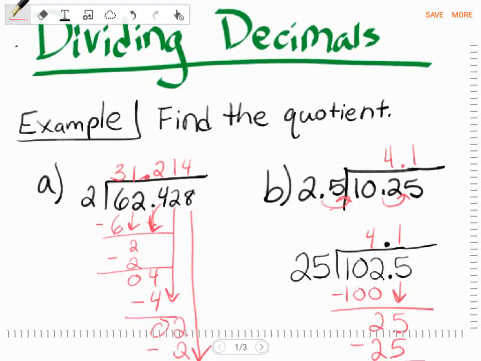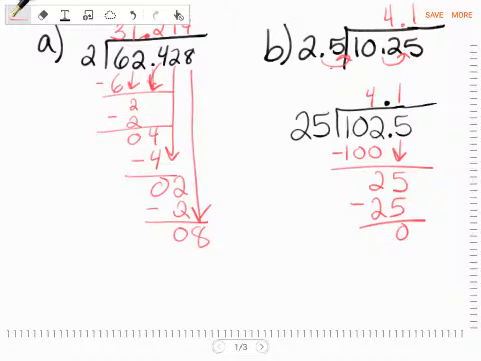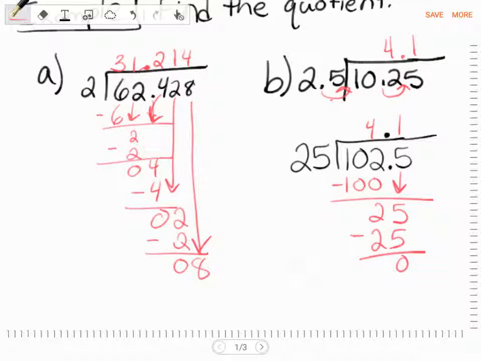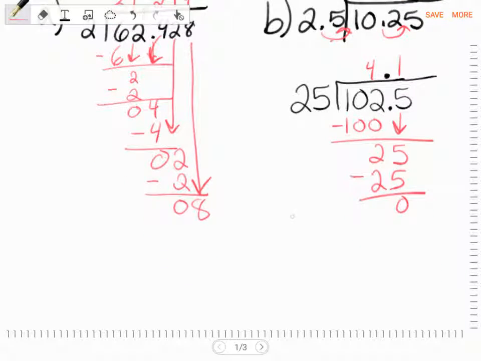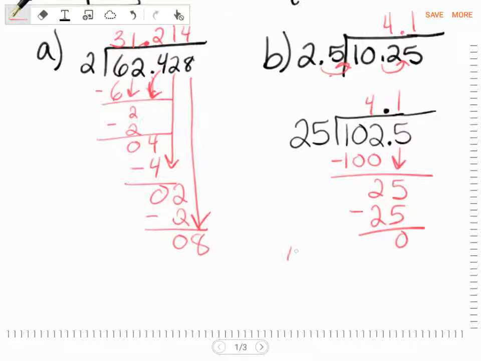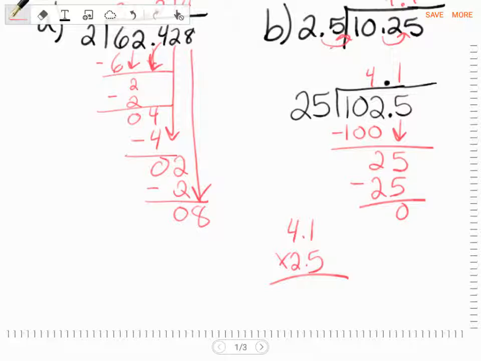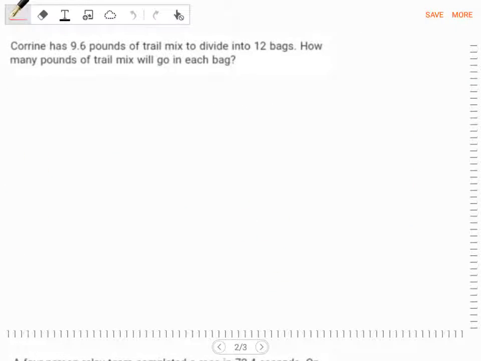If you ever want to check your answers, you can always multiply your quotient times your divisor, and if you get your dividend, you know you're correct. So you can always multiply 4.1 times 2.5, and if you get 10.25 as your answer, then you should be good, right? Let's try a word problem here real quick.